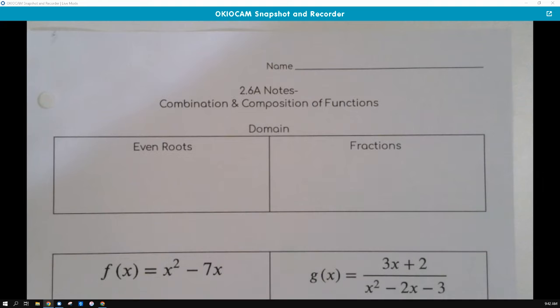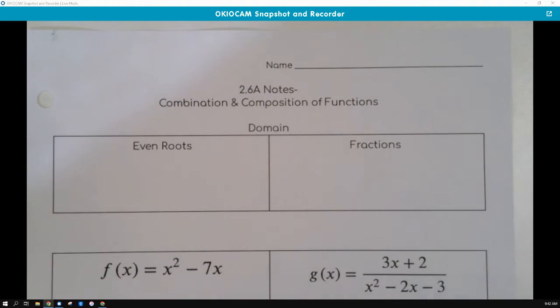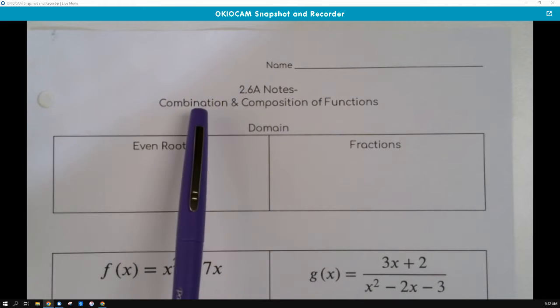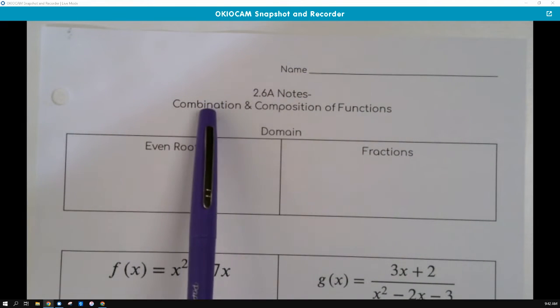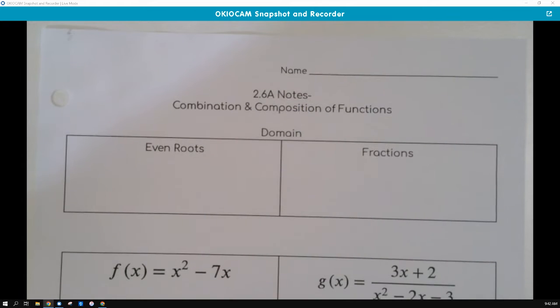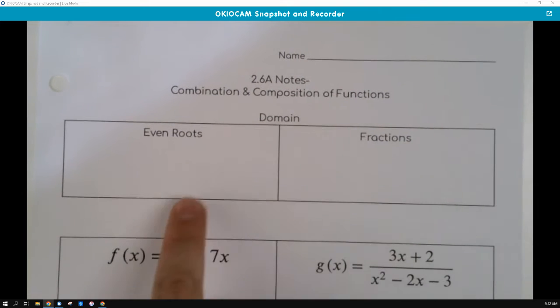So today, all we are looking at is domain of our functions, because this is like an extra piece to being able to do our combinations and our compositions. So combinations will be adding, subtracting, multiplying, dividing. Compositions will be taking one function and putting it into the other. In order to be able to do either of those things, we have to understand when our functions are allowed to exist. So there are two times when domains are restricted.